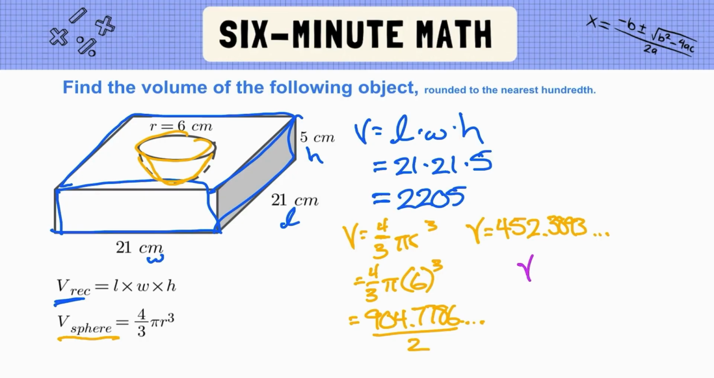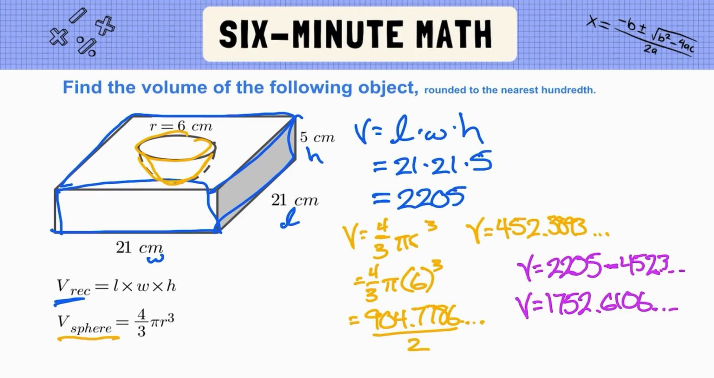Our total volume is going to be 2,205 minus 452.3893, which is going to give us a final volume of 1,752.6106. My question asks me to round it to the nearest hundredth. So my total volume is 1,752.61 cubic centimeters.